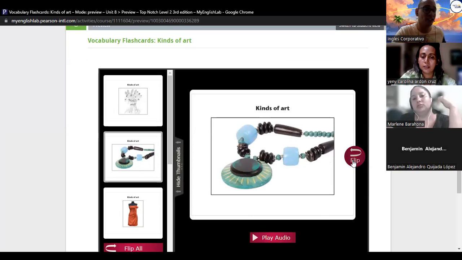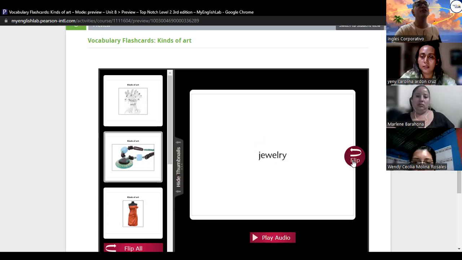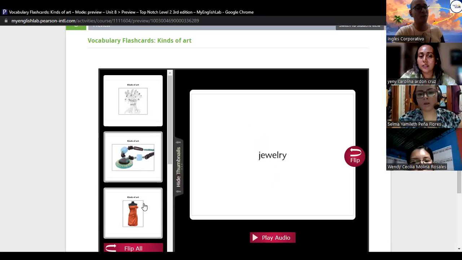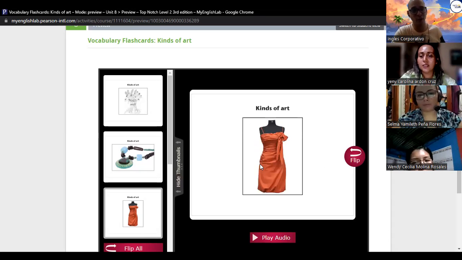And the second kind of art is this one. Everybody repeat, please. Jewelry. That will be the second word. Jewelry. And the next kind of art will be this one. Everybody repeat, please.